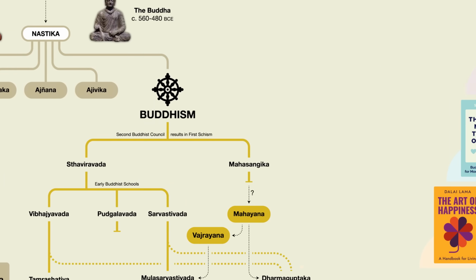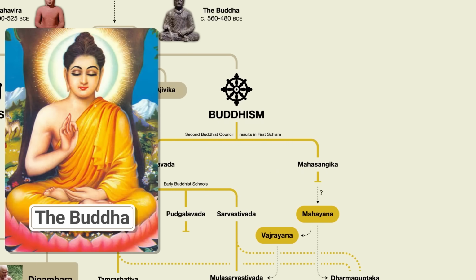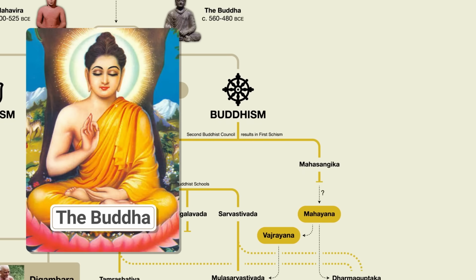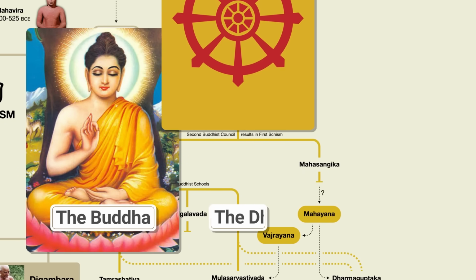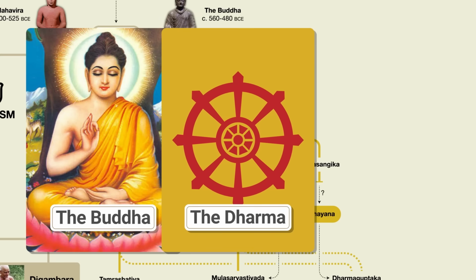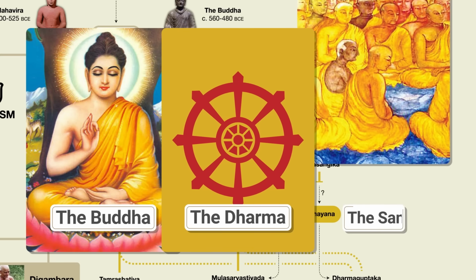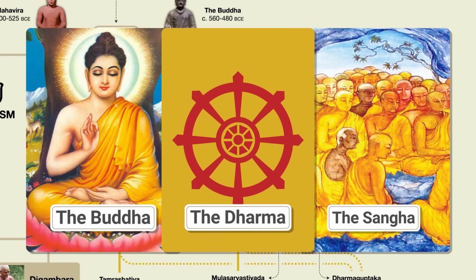Okay, back to the family of Buddhist denominations. During the Buddha's lifetime, he not only taught the Dharma, he also built up a community of followers known as the Sangha. You may have heard Buddhists refer to the triple gem, or 3 jewels. This is a reference to the Buddha, the Dharma, and the Sangha.